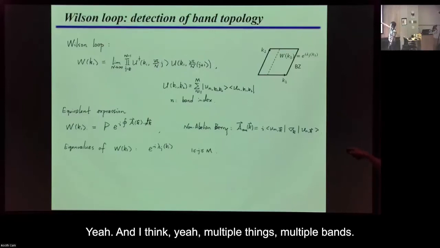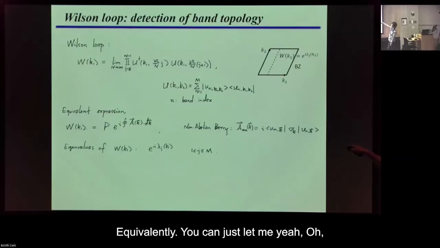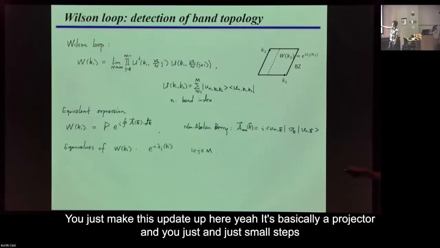So equivalently, you can just write these are the eigenwave functions of the M bands. Assume I have M bands. You just make this operator here. This is basically a projector into these M bands at momentum k. And you choose some closed loop in the momentum space, and just multiply these projectors one by one by dividing the loop into many small steps. In the limit where the step is infinitesimal, you recover the definition of the Wilson loop in terms of the gauge field. And this operator is gauge invariant because the loop is closed. You can do any gauge transformations.